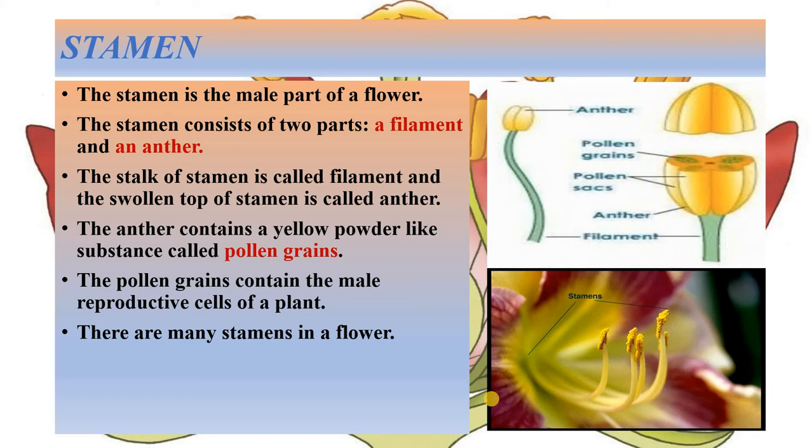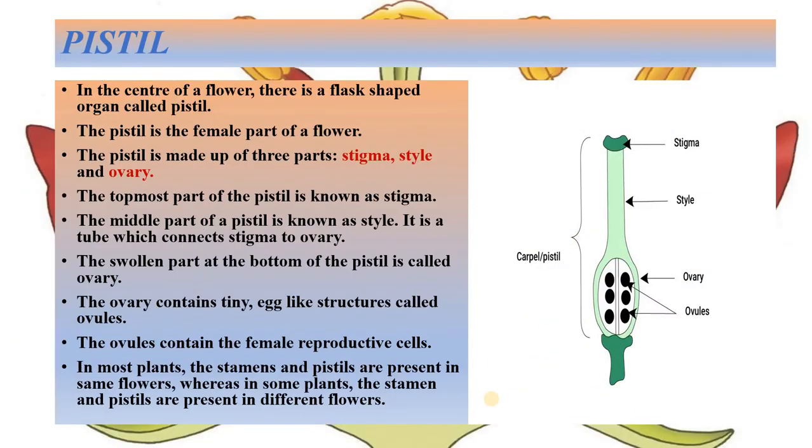Next is the pistil. One more thing I want to tell you: what is the other name of stamen? The other name is androecium. Remember, the other name is androecium. Okay. Next is pistil.